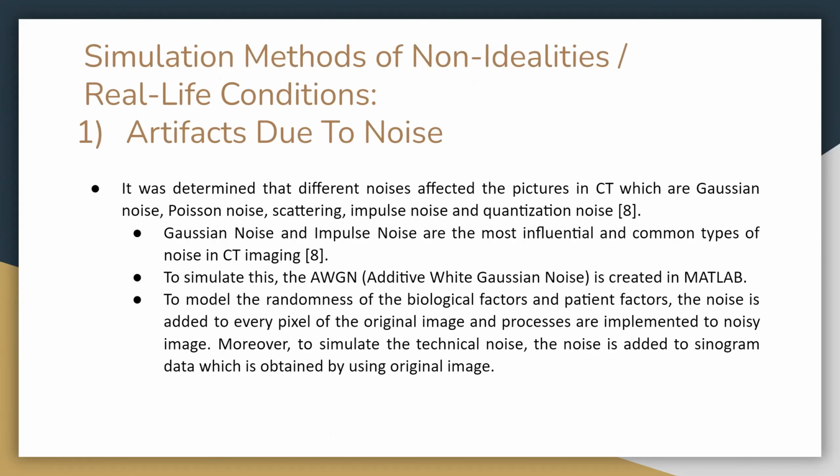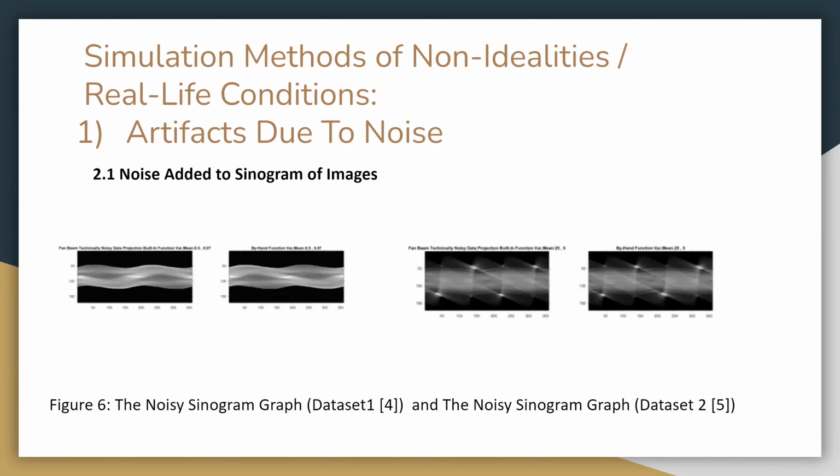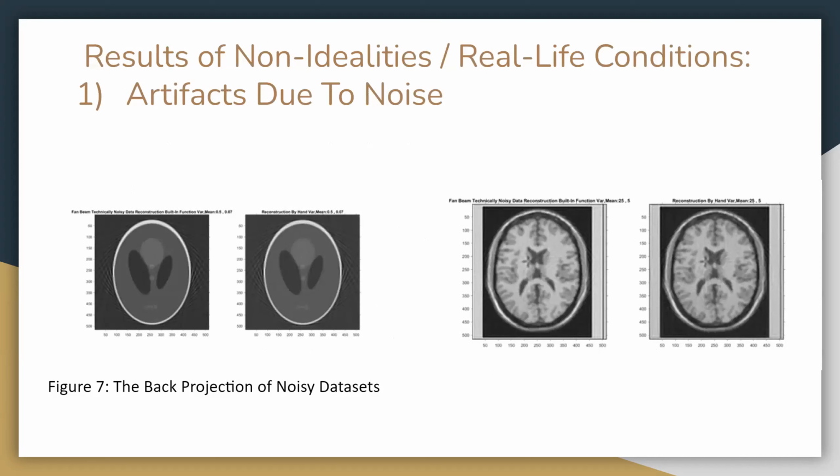To simulate the Gaussian noise, AWGN is created and added to both the sinogram data and the original image. The reason is that since the human body size can affect the imaging, noise is added to the original image, and the CT machine can also create noise, so the sinogram values are noised by this function. Both are considered. First, different noise levels are added to the sinogram. The values can be seen in the figures, and then they are back projected.